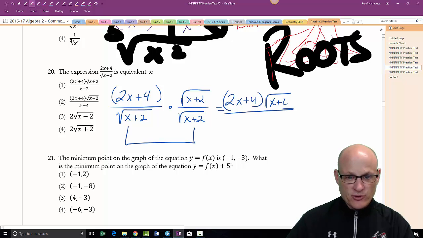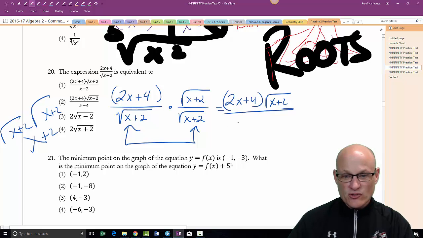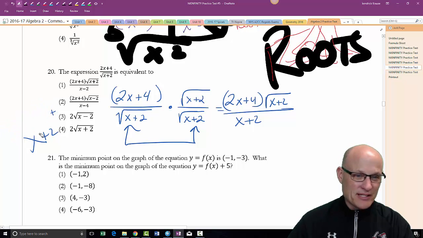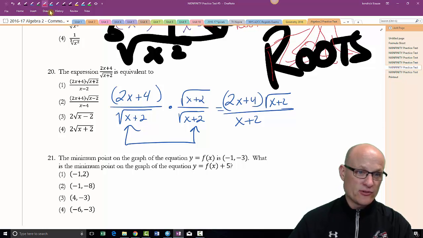Now, the square root of x plus 2 times the square root of x plus 2, think about it as the square root of x times the square root of x. Isn't that just x? Well, it doesn't matter if I do x plus 2. The square roots just cancel each other out, and I get an x plus 2. Now, you might be inclined to choose that as your solution, but you'd be wrong. Well, actually, none of those are choices.